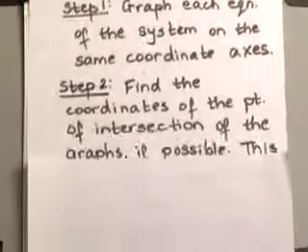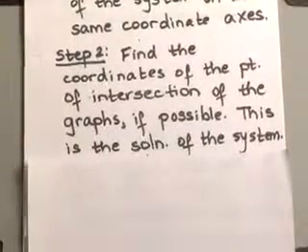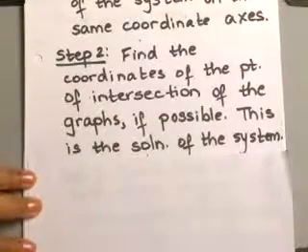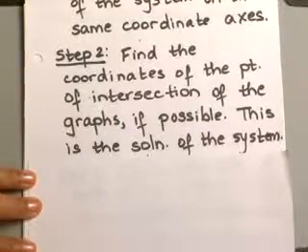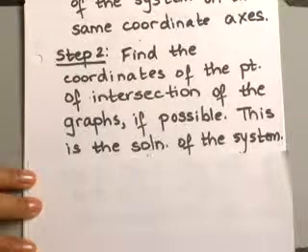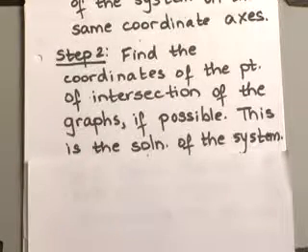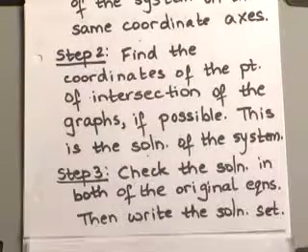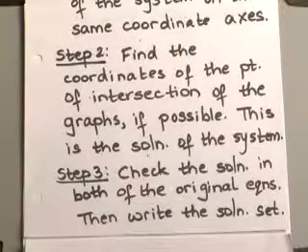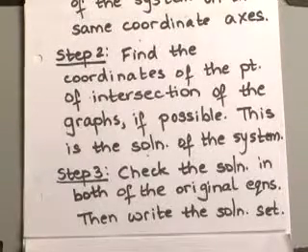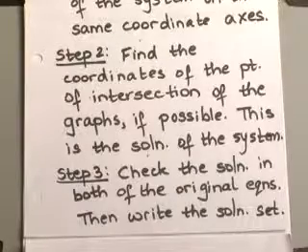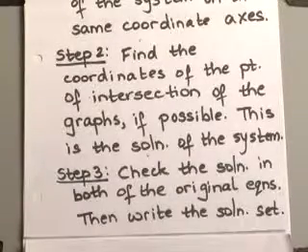Then your second step is where you find the coordinates of the point of intersection for your two graphs, for your lines. Of course, you may come across a situation where you don't have a point of intersection. If it does exist, you want to find the coordinates, and this will be the solution of your system. Now don't forget, this is the important part: you have to check the solution in both the original equations and then write your solution set. It's always good practice to check your solution after you find it.